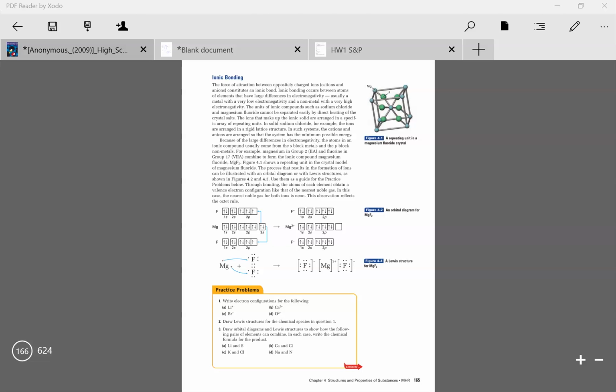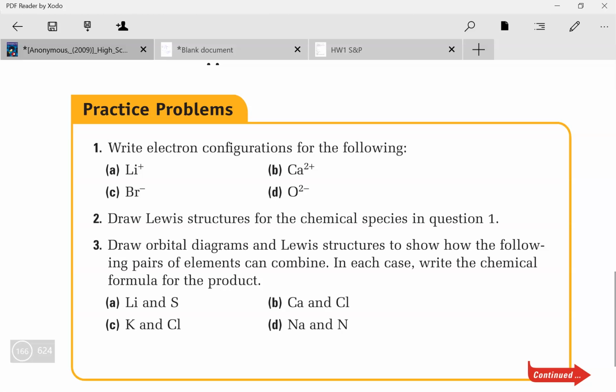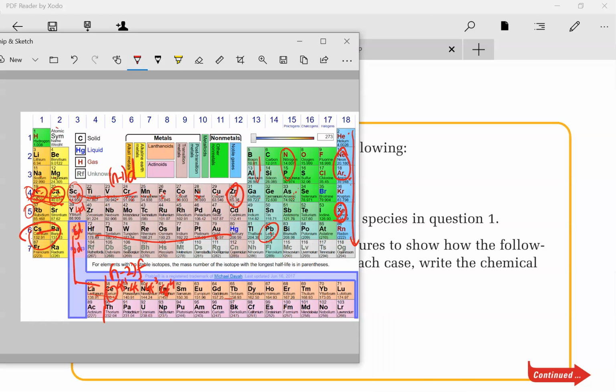Hi. So this is going to be a continuation of the homework. This is on chapter 4. So again, we're going to continue writing electronic configurations for ions here. We're going to continue writing condensed electronic configurations.